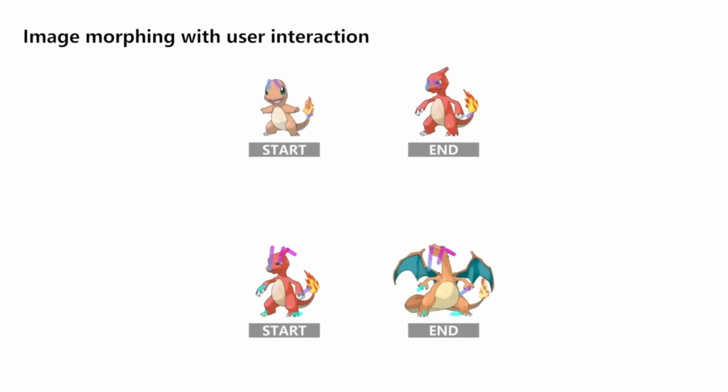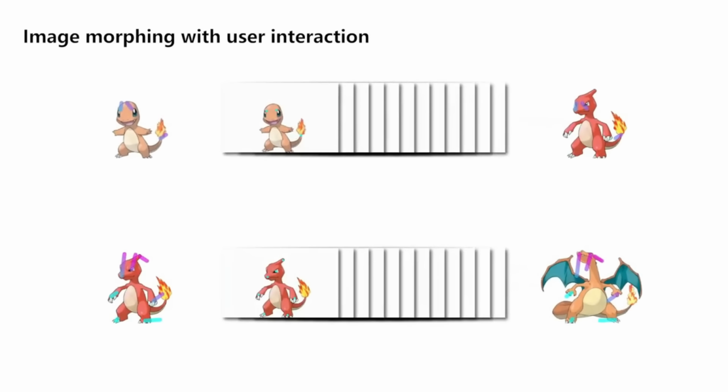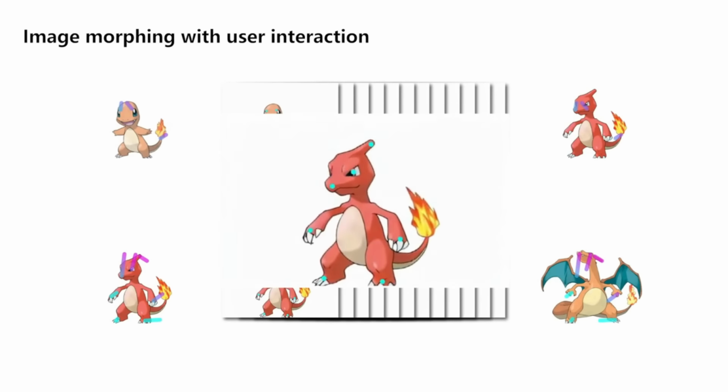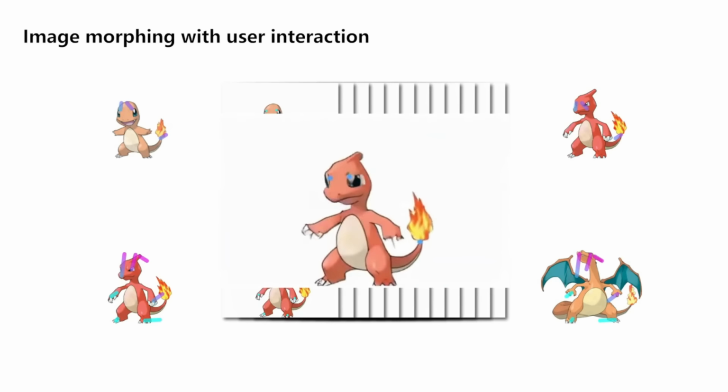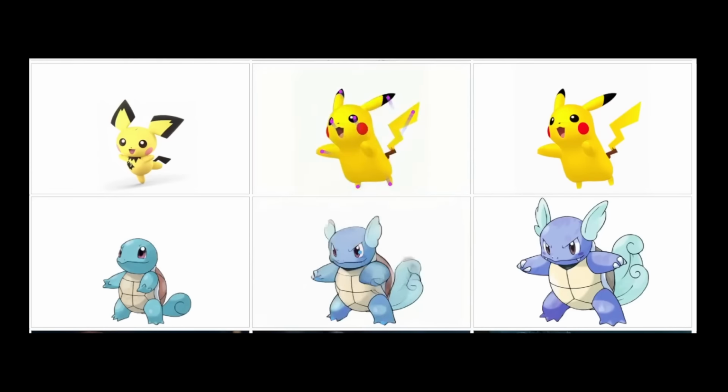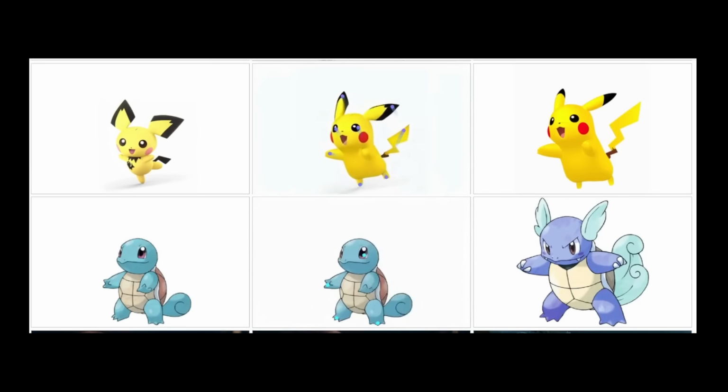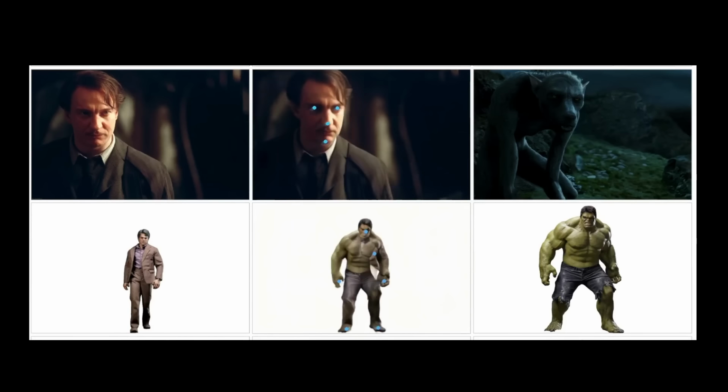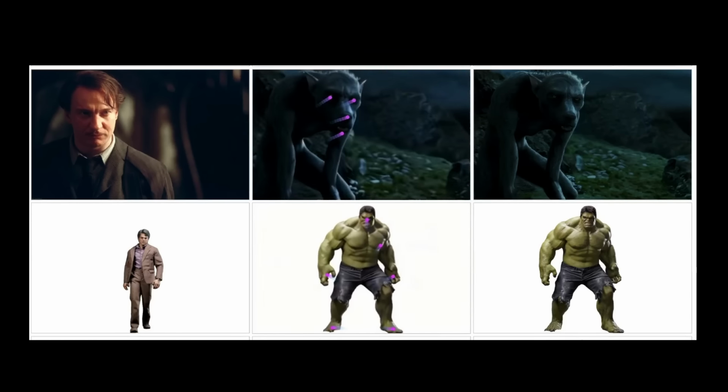And here's what I think is the coolest use case for this. You can generate Pokemon evolution videos from this tool. You just need to input one evolution stage at the start frame and the next evolution stage at the end frame, and it would fill in the blanks. Here are some other examples of character transformations using this tool.